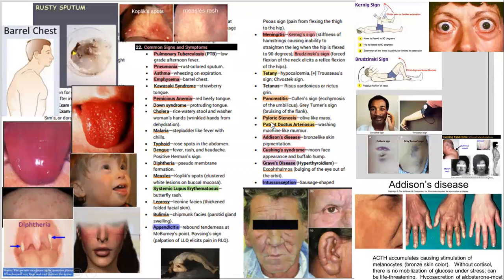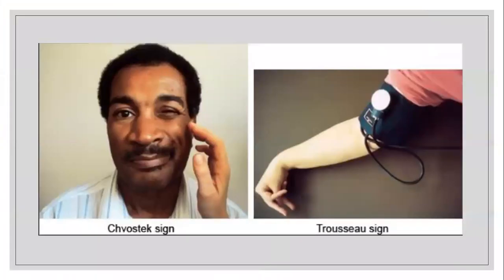Next, pyloric stenosis. We can see an olive-like mass. Another one, intussusception, a sausage-like shaped mass. So I want to explain these together, and let me go to the picture.